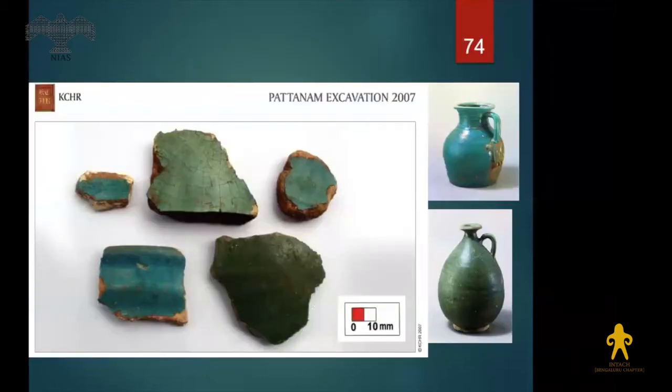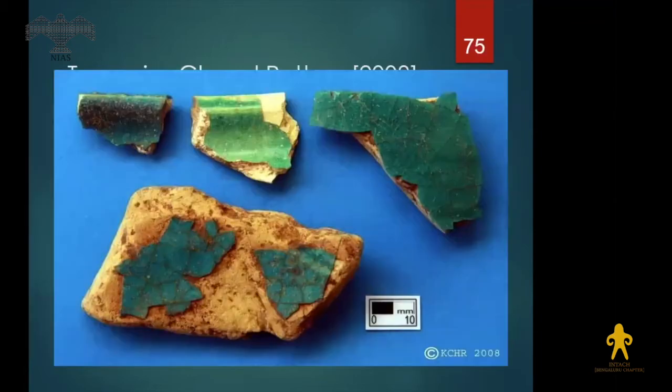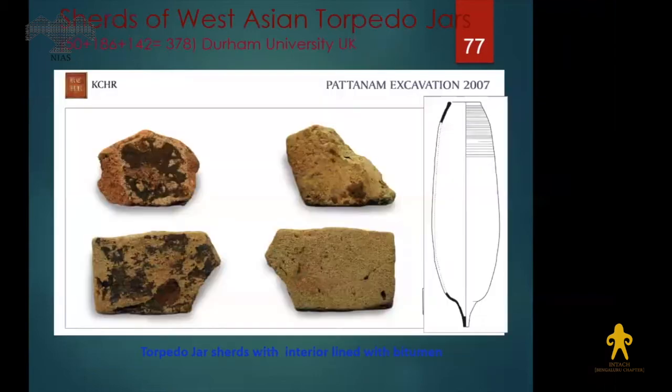These potteries are called turquoise glazed pottery, probably from Iran, Iraq, and the Egyptian region, and it is not local. What you see on the left were found in the excavation. On the right, you see these complete specimens. These are the same varieties. I just wanted to show you these images.